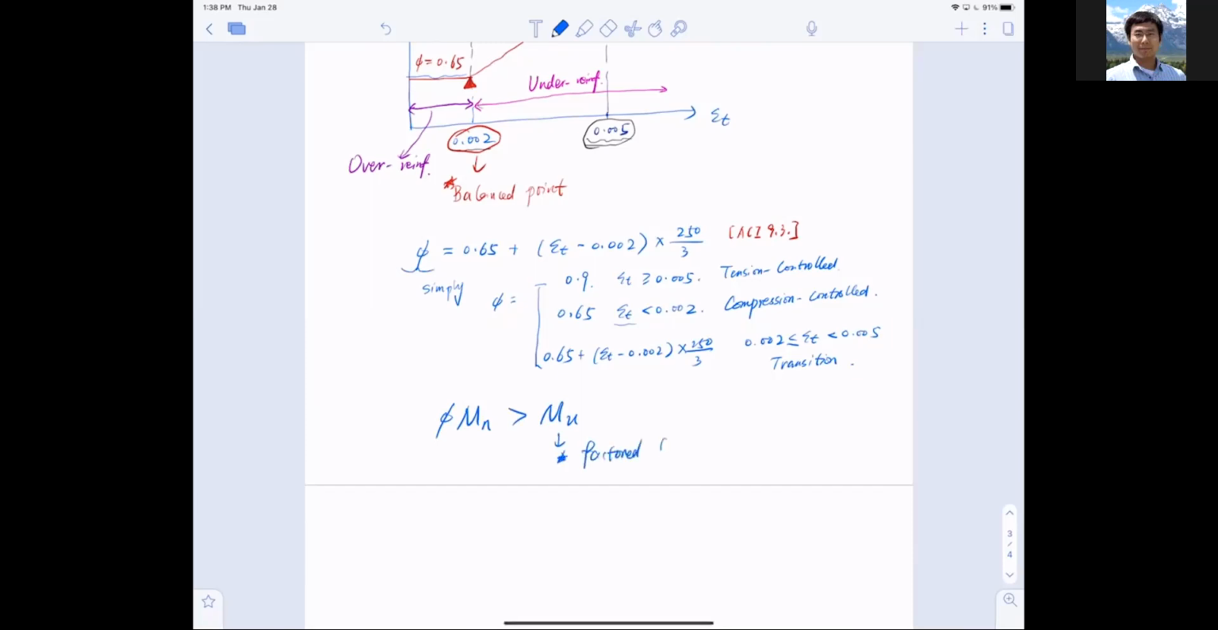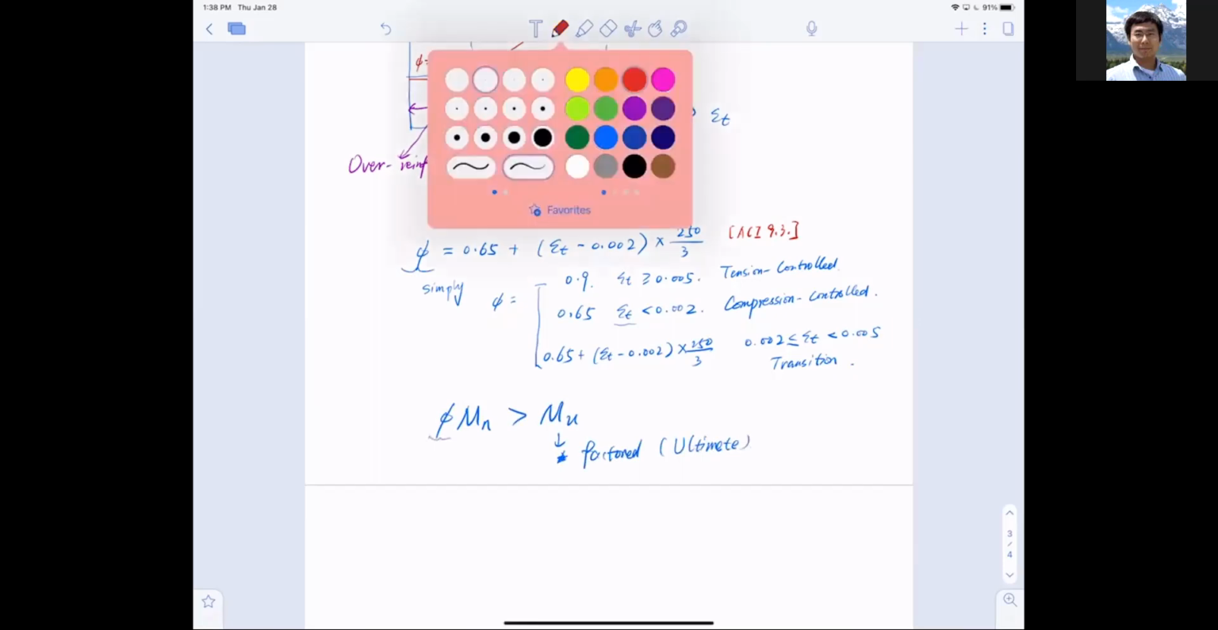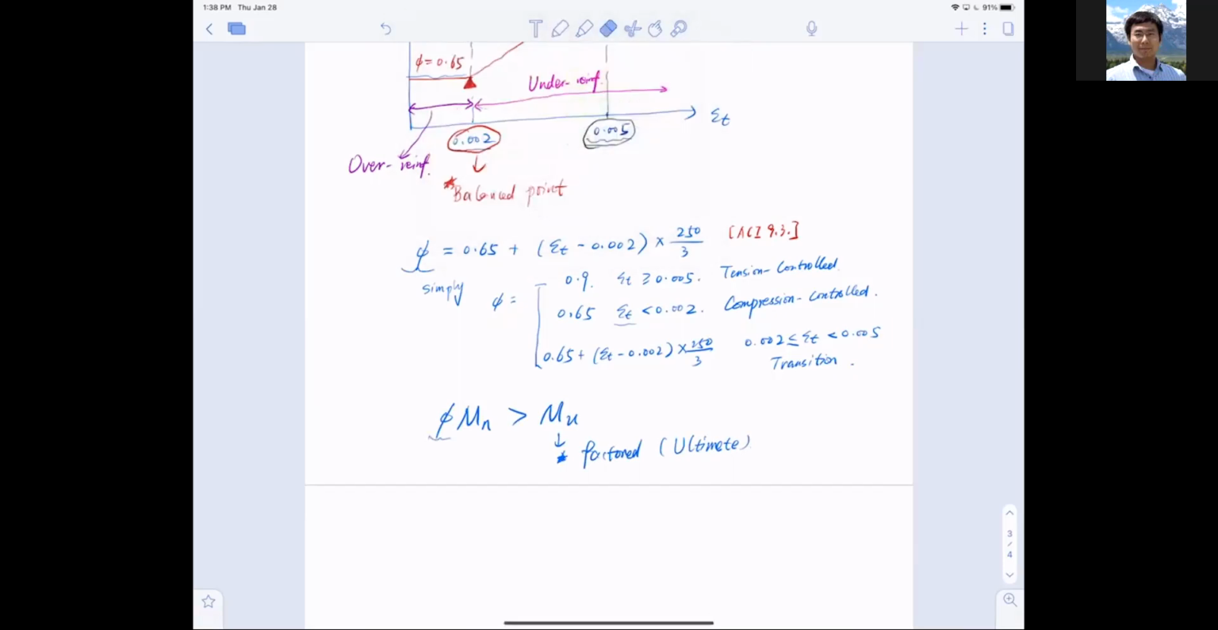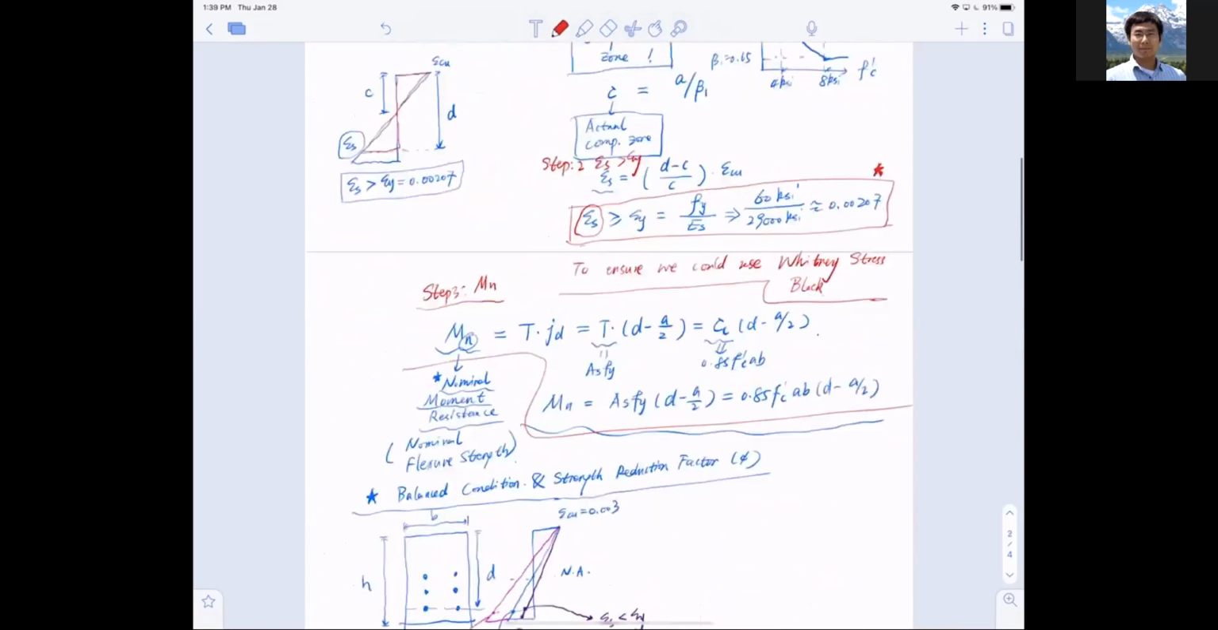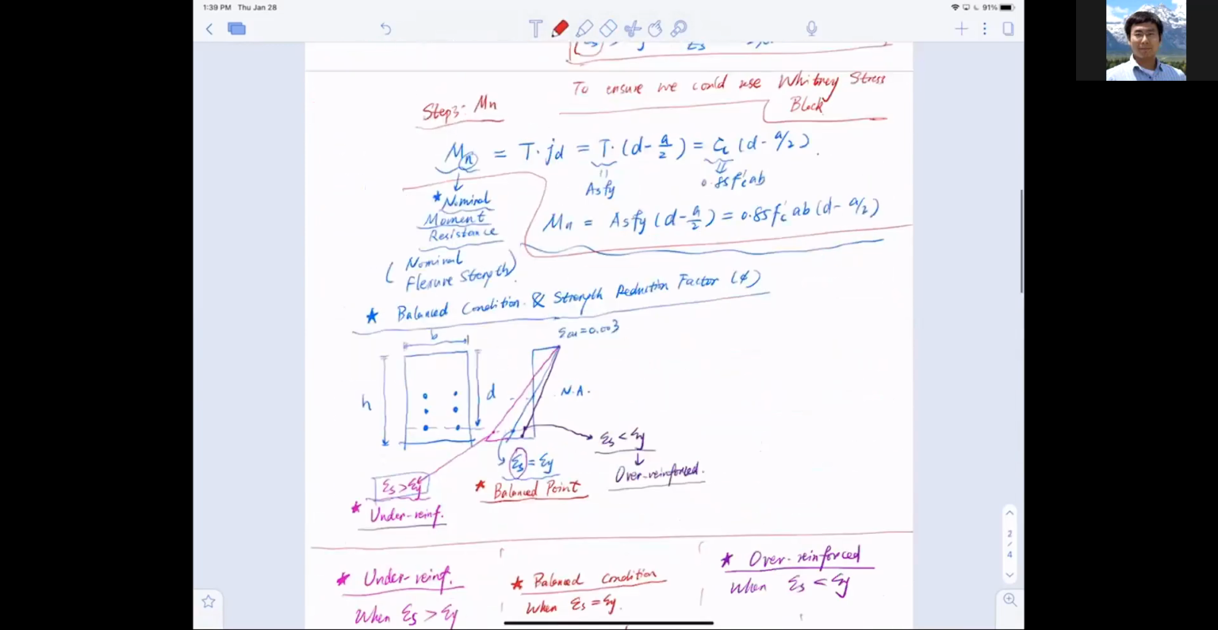Some of you may ask a question in the homework, this is the factored. Why are you confused? Because we also call it ultimate. And I know there are so many names, right? Tomato, tomato. So this is how we use the strength reduction factor. And matter of fact, this is the last step in analysis. Let me see, where is it at? Step 3, so this is step 4.